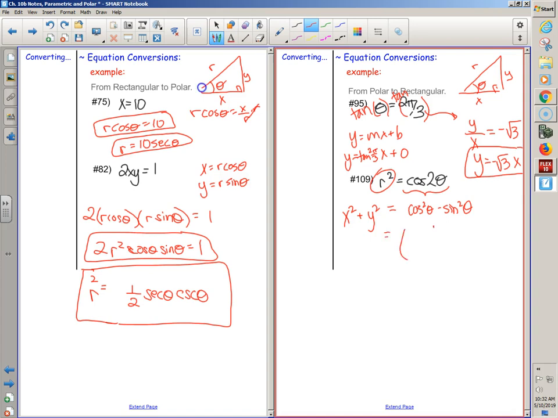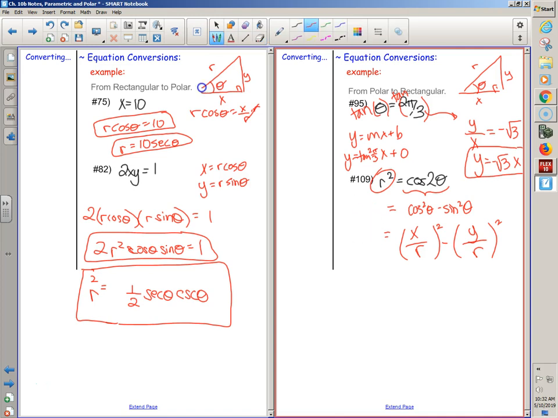Well, I need to know who cosine is and square them. I need to know who sine is and square them. But guys, I don't have formulas this time. I have a triangle. Who's cosine of theta in the triangle? Adjacent over hypotenuse. Oh, wait a minute. I still have r's when I plug in. Maybe I shouldn't have gotten rid of my r.